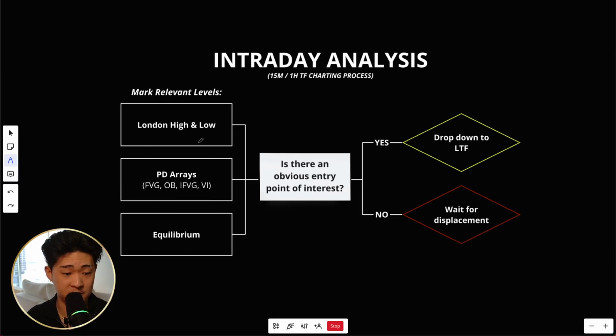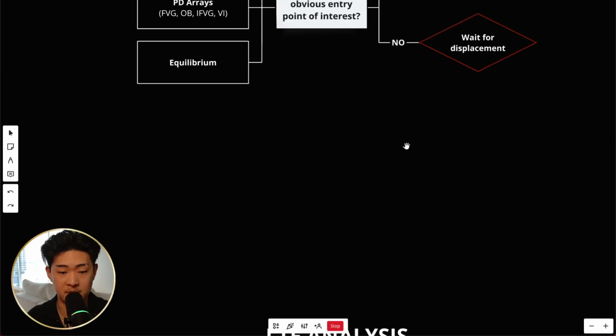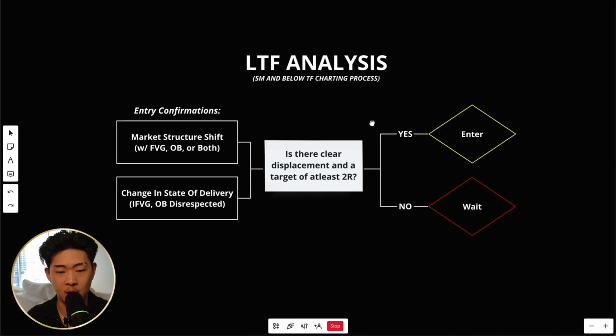But from there, as soon as you've marked your levels, you're simply trying to determine, is there an obvious entry point of interest? If the answer is yes, you can drop down to the lower time frame. If the answer is no, you simply need to wait for displacement. So you need to wait for that 15-minute time frame to develop some new structure. But if you have that entry point of interest and price is trading to it, you can go ahead and drop down to your lower time frames where the final piece of the analysis happens.